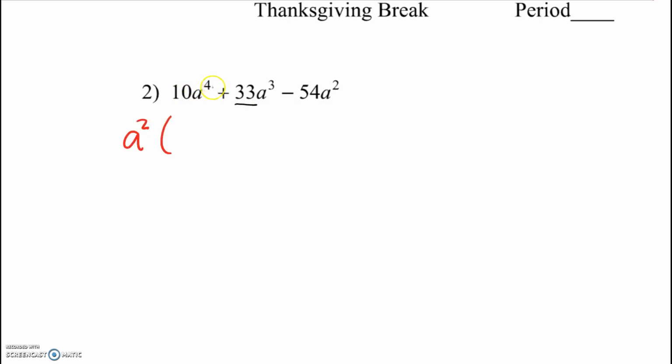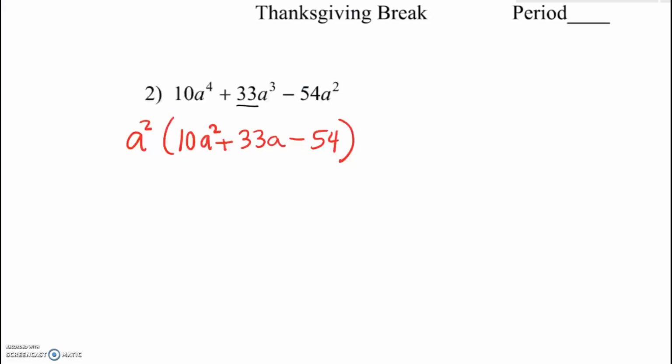So 10a to the 4th divided by a squared would give me 10a squared. We're taking 2 of the a's away, so that gives us 2 out of the 4. Then I have 33a cubed, and I'm dividing by a squared, so that's going to give me 33a. And then I have 54a squared divided by a squared, so the a squareds will just cancel off.